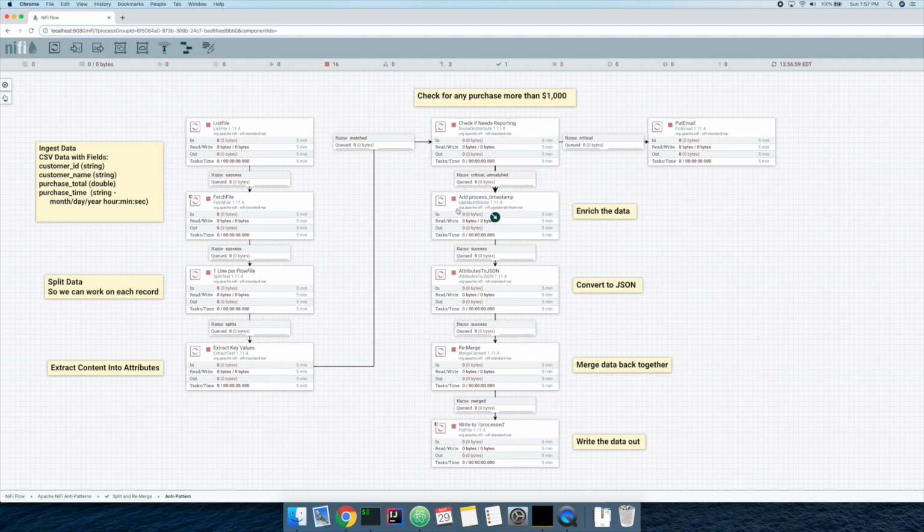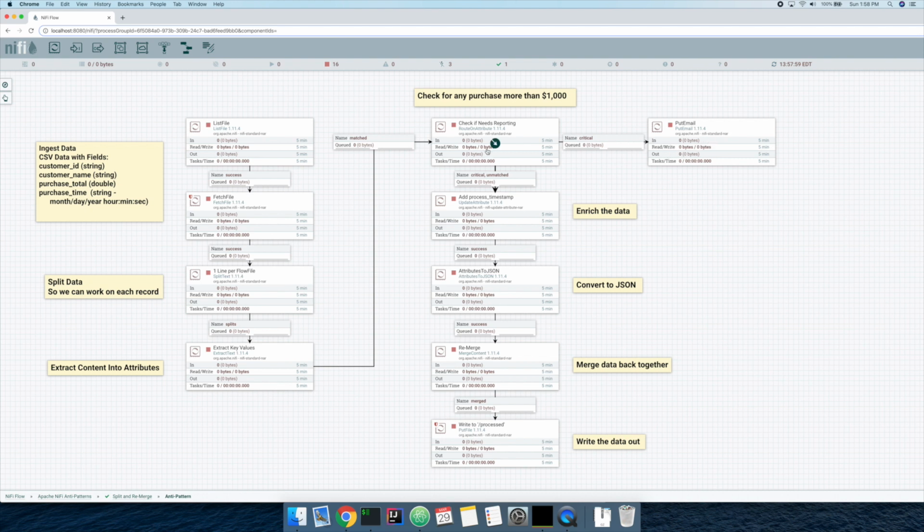So the flow that I want to look at today, I've probably seen a dozen times or more. The intent of this flow is that we want to ingest some CSV data. In this case, we're pulling it in from a file system using the list file and fetch file processors. This CSV data has four fields in it: customer ID, customer name, purchase total, and purchase time. Once we've ingested that CSV data, we want to do some routing on it. In this case, we're going to pull out any CSV record that has a purchase total of more than $1,000. And if we find any of those, then we're going to send an email to someone.